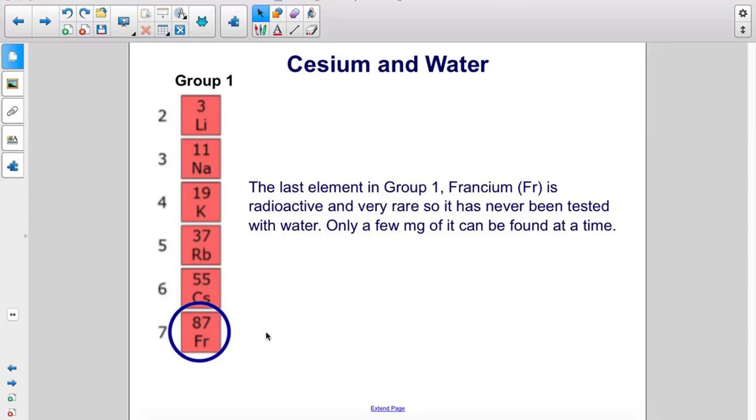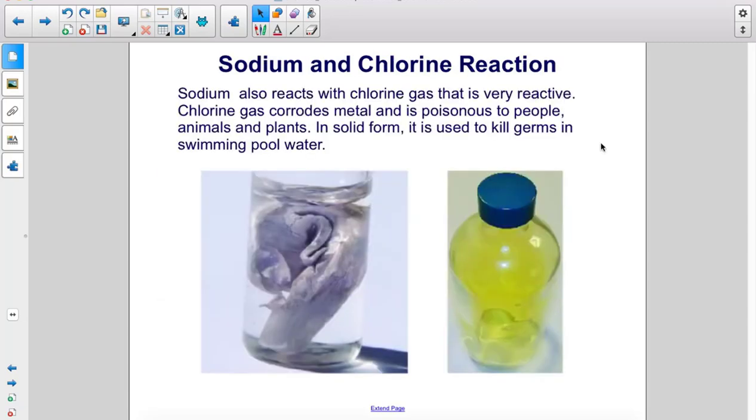The last element in group 1, francium, is radioactive and very rare, so it has never been tested with water. Only a few milligrams of it can be found at a time.